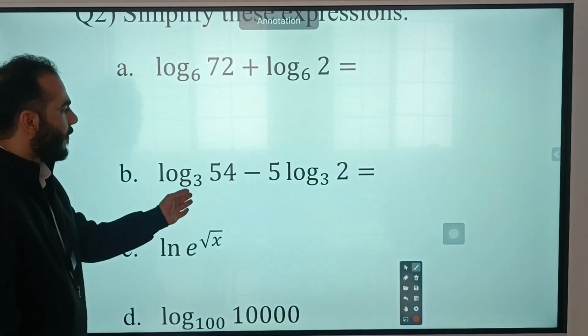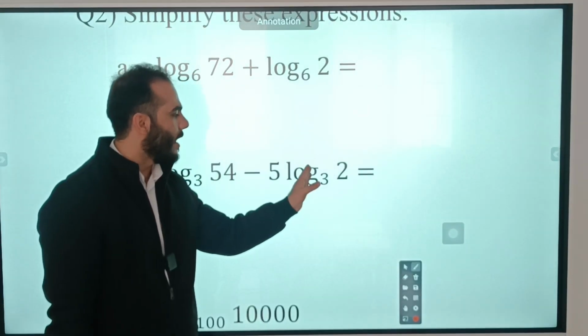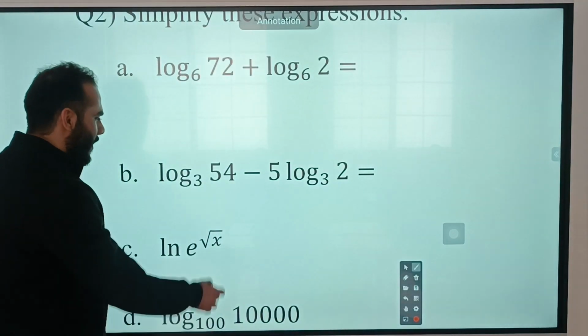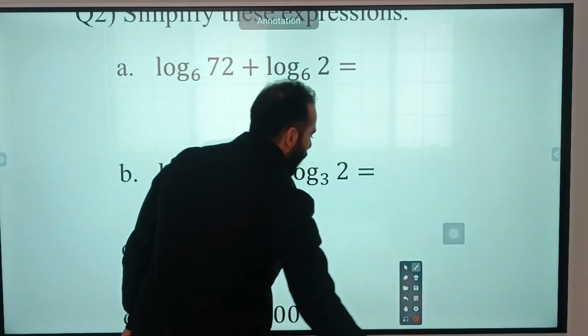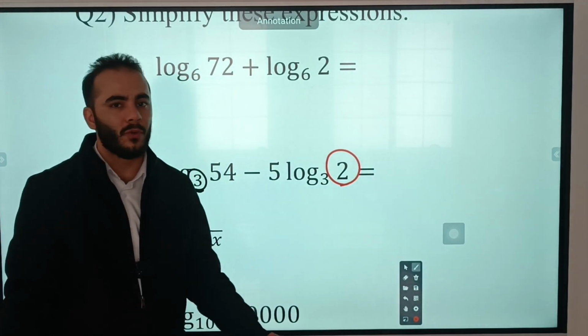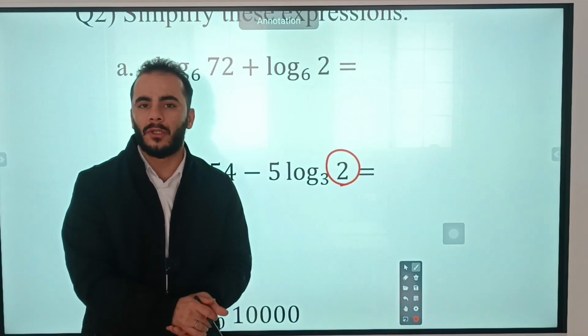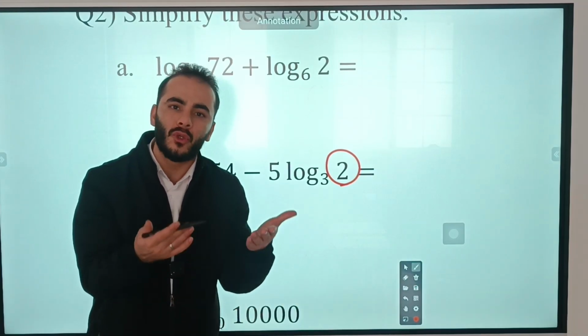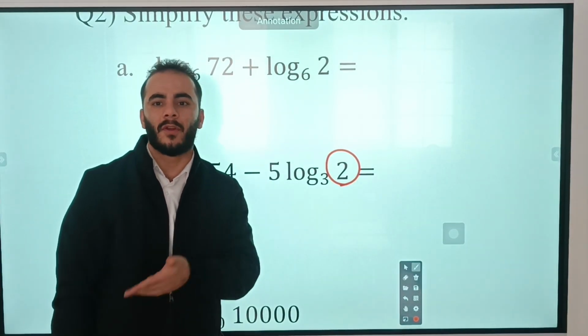Log 54 with base 3 minus 5 logarithm 2 with base 3. Always take a look at the base. Right now, can we simplify 2? Absolutely not. 2 can be written in only one way, 1 times 2, so you are not going to do anything with it. But 54, yes, it can be written in different ways.